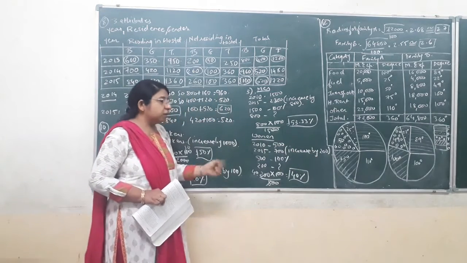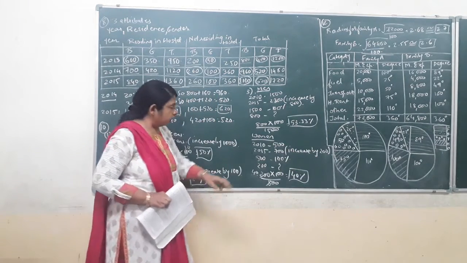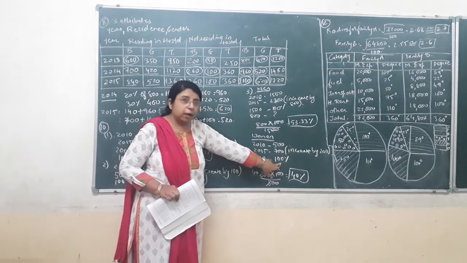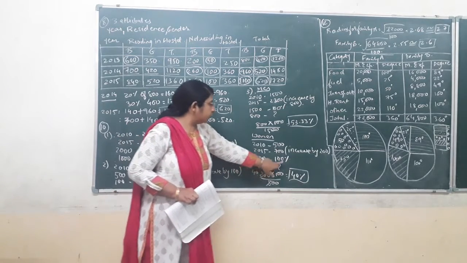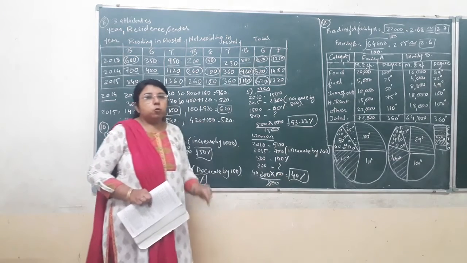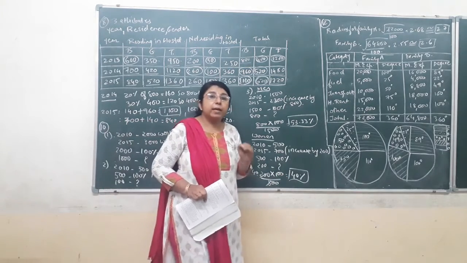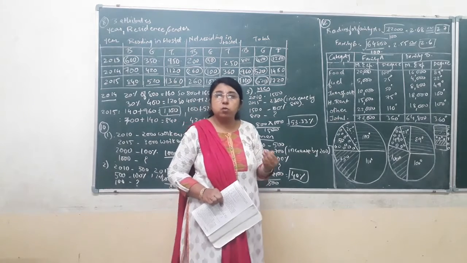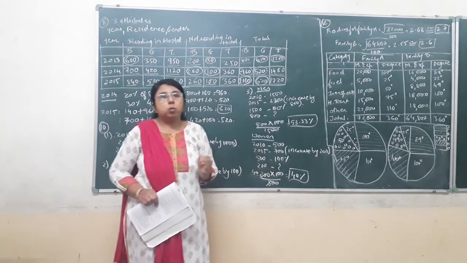Okay, that increase we have to convert into percentage. So if there were 500 women, then 100%. So if 200 women, then how many percentage? So you get the answer, that is 40%. So the number of women has increased by 40% in the year 2015 compared to the year 2010.